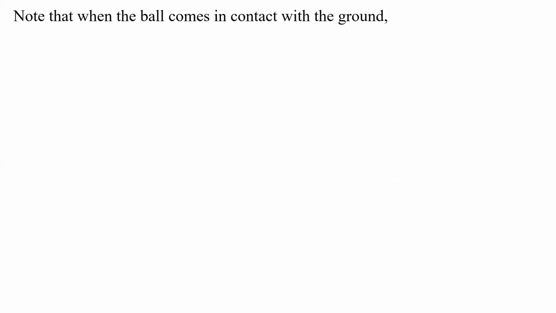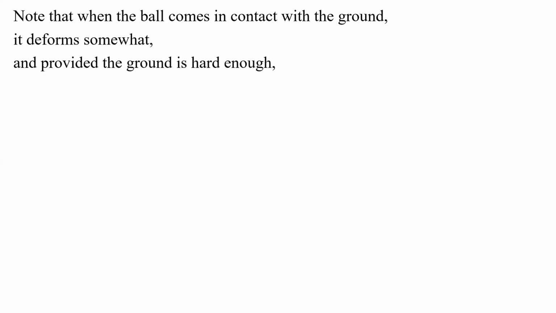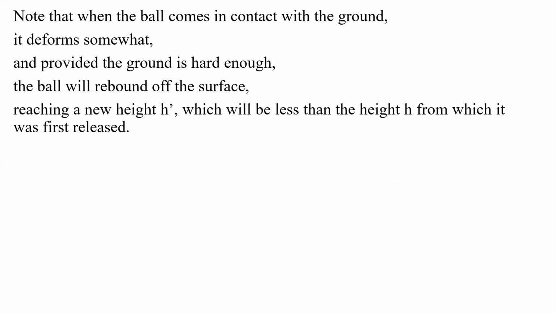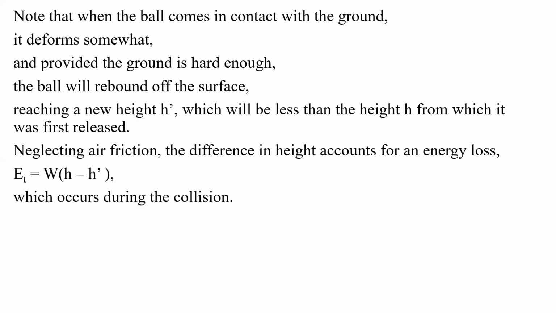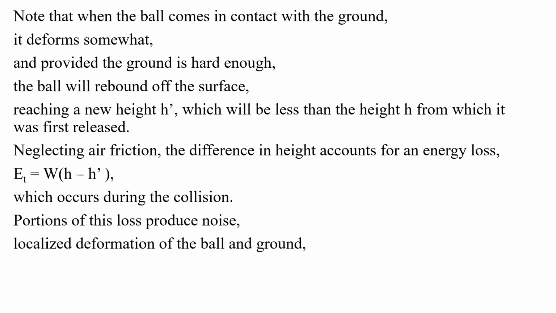Note that when the ball comes in contact with the ground, it deforms somewhat, and provided the ground is hard enough, the ball will rebound off the surface, reaching a new height h prime, which will be less than the height h from which it was first released. Neglecting air friction, the difference in height accounts for an energy loss. So the energy loss is W times (h minus h prime), which occurs during the collision. Portions of this loss produce noise, localized deformation of the ball and the ground, and then heat.